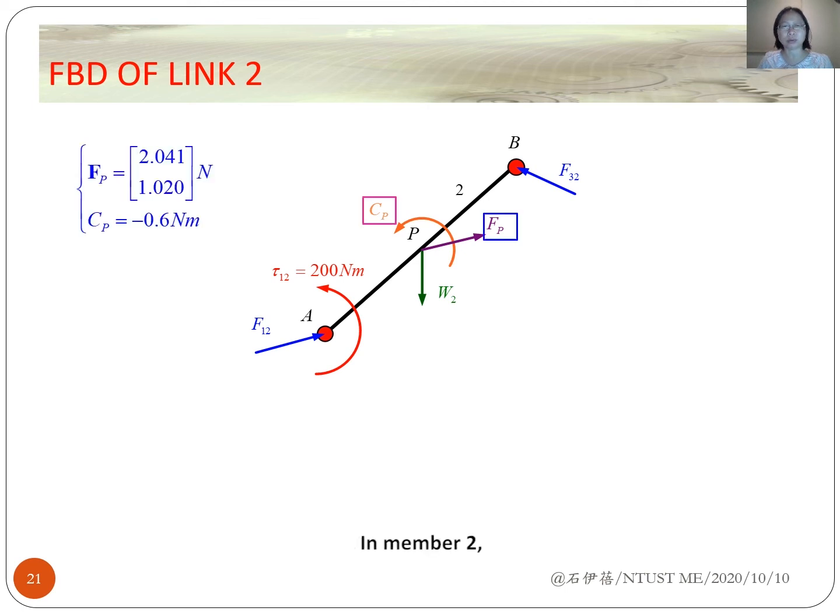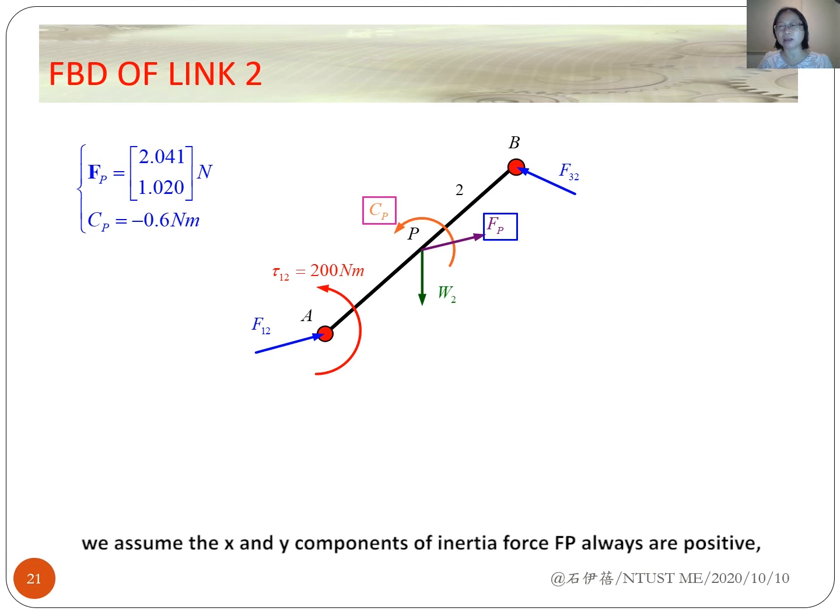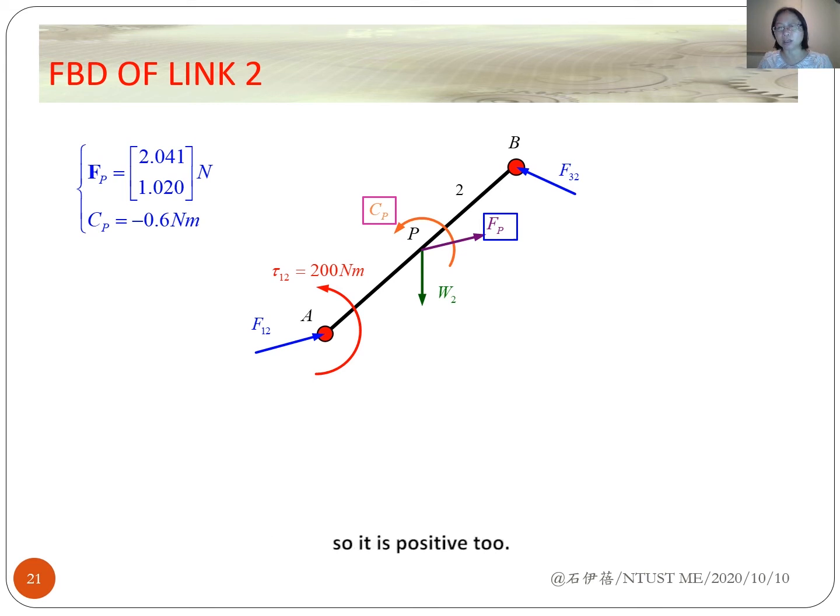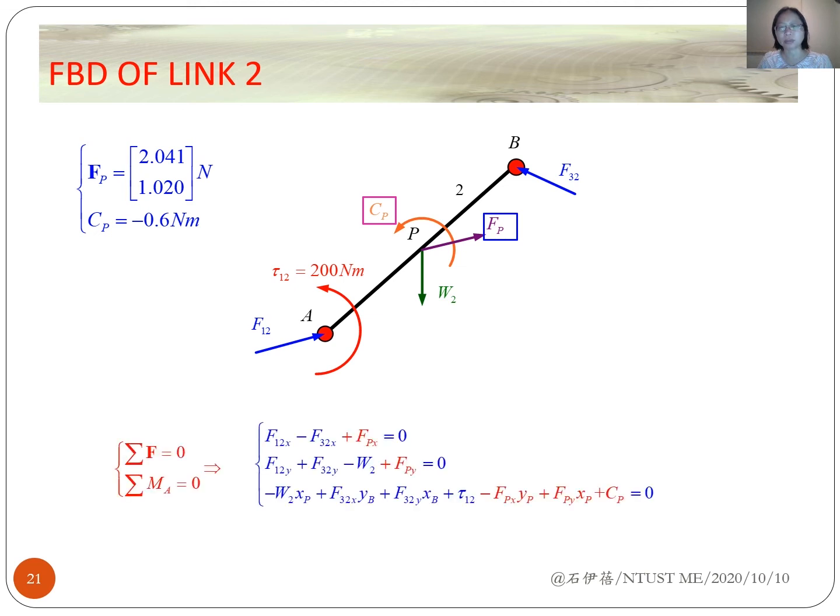In member 2, we add the inertial force Fp and the inertial torque Cp into the free body diagram. For convenience, we assume the x and y components of inertial force Fp always are positive, and the inertial torque Cp is in the counterclockwise direction, so it is positive too. Then, inertial force Fp and inertial torque Cp are added into the 3 equilibrium equations like this. They are colored red.